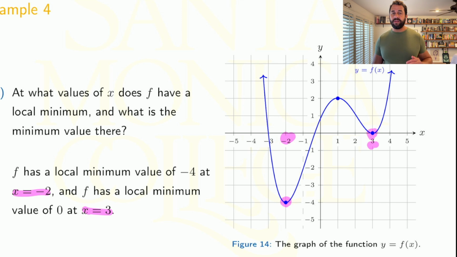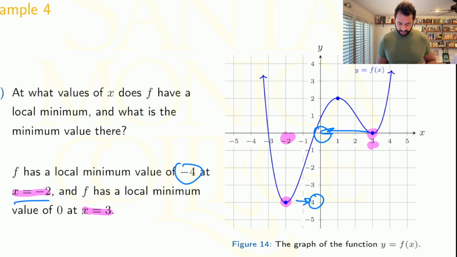And then what are the minimum values at those points? You basically just trace over. Here, the local minimum value is -4, and here, the local minimum value is 0. So local minimum value of -4 at x equals -2, local minimum value of 0 at x equals 3. That's the distinction there. Okay, next, where is it increasing and decreasing?